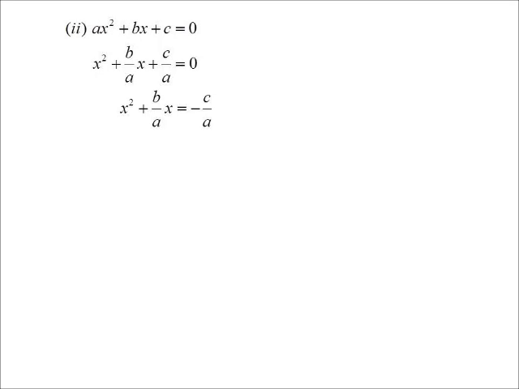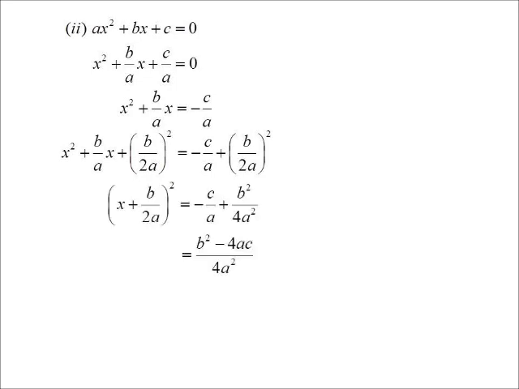Then we add half the coefficient of x. So the coefficient of x is b on a, half of that would be b on 2a. Square it, we'll get b squared on 4a squared. The left-hand side then becomes x plus b on 2a all squared. Turn it into one fraction.